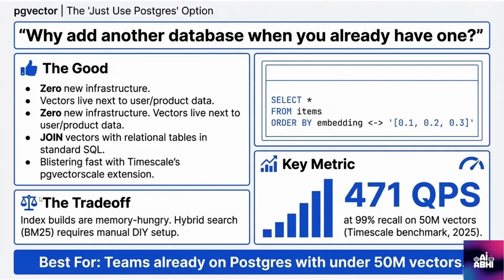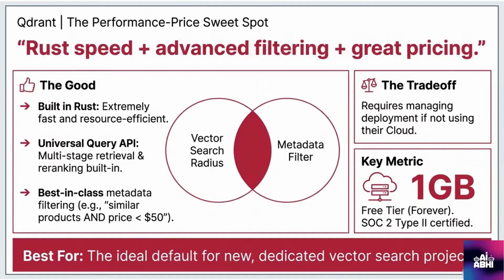So next comes Qdrant, the performance-price sweet spot. Qdrant is open source, written in Rust, and it's fast. It was designed from the ground up for vector search with a strong focus on metadata filtering. If your queries involve both similarity and complex filters, like find similar products under $50 in the electronics category, then Qdrant is built for that.